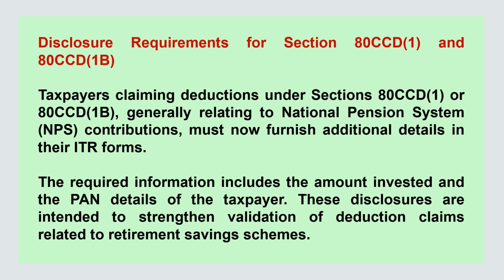Disclosure requirements for Section 80CCD(1) and 80CCD(1B). Taxpayers claiming deductions under Section 80CCD(1) or Section 80CCD(1B), generally relating to National Pension System (NPS) contributions, must now furnish additional details in their ITR forms. The required information includes the amount invested and the PAN details of the taxpayer. These disclosures are intended to strengthen validation of deduction claims related to retirement savings schemes.